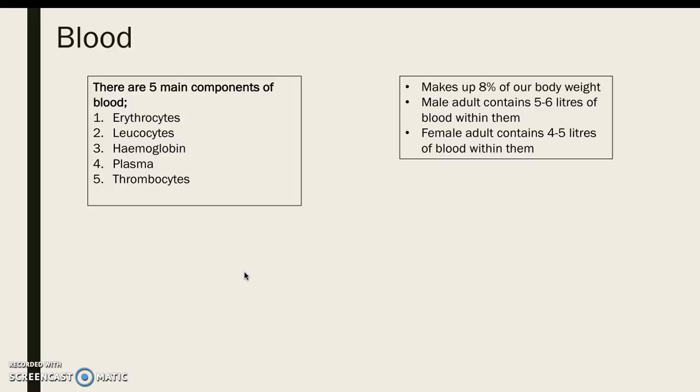Erythrocytes. These are more commonly known as red blood cells within our body. They are concave in shape, which means they are shaped inwards. They take oxygen from our lungs to where it is needed in the body. They also remove carbon dioxide from the body and take it to the lungs for excretion and to get rid of the carbon dioxide.